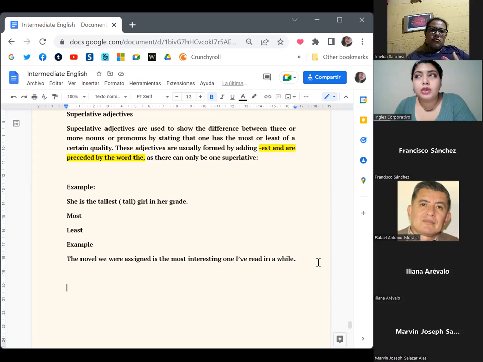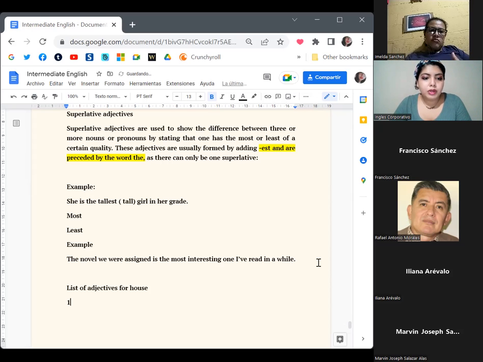So first, I will write the list. Then I will send to the WhatsApp group the photos of different houses, and you will choose one of these houses and describe that house using maybe these adjectives or other adjectives that you want to use, because this is not the only list you are going to use. There are a lot of words that you can use to describe that thing. So we are going to have a list of adjectives for house.